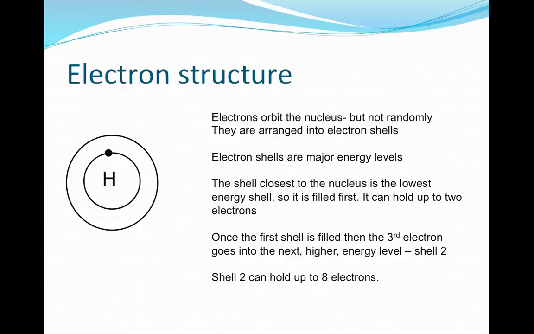So something like hydrogen, which has only got one electron, it's going to go into the first shell and stay closest to the nucleus, because of course it's attracted by those positively charged protons. If we go on to helium, that again is going to add one more electron, but it's again going to go into that first shell. Now our first shell is now full. It can only hold up to 2 electrons.